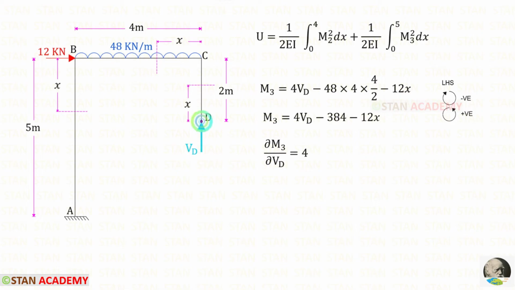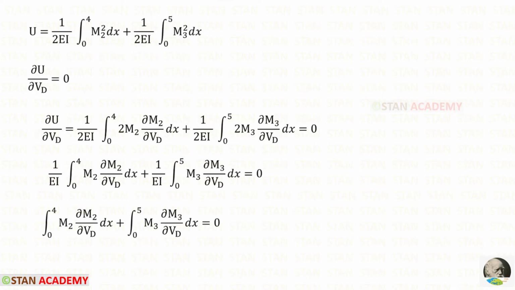Since at point D there is a vertical reaction VD, the vertical deflection at D will be 0. When we partially differentiate the strain energy with respect to VD, we will get the vertical deflection at D, which is 0. Let us partially differentiate U with respect to VD. When we partially differentiate this and this with respect to VD, we will get this.